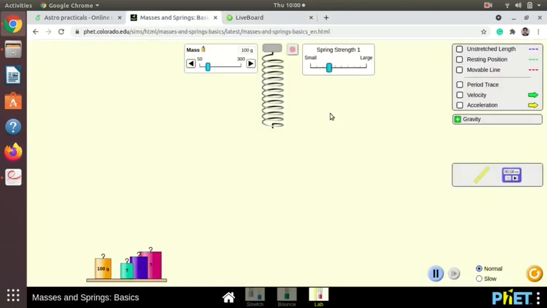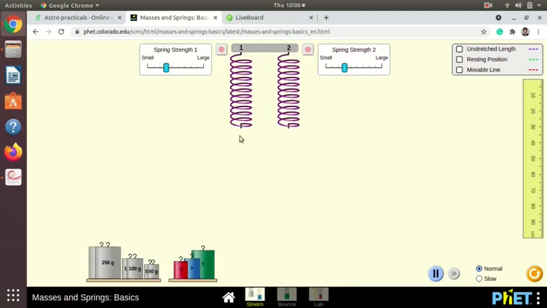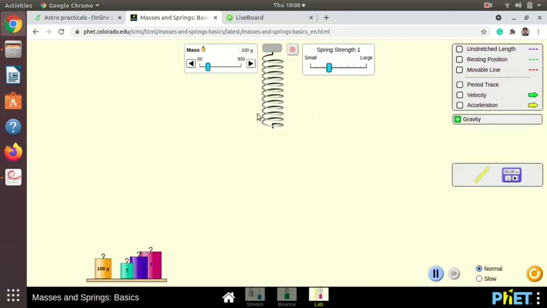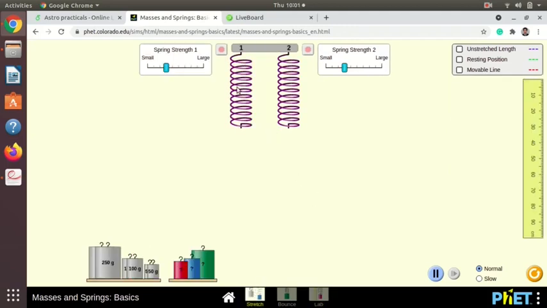After this, we will move to the second part. In the second part, we have to go to the stretch button. So you can go here and click the stretch button. You can see there are two different springs, but whatever spring strength you have taken here, you can use only that spring strength here. You can either use strength 1 or strength 2.